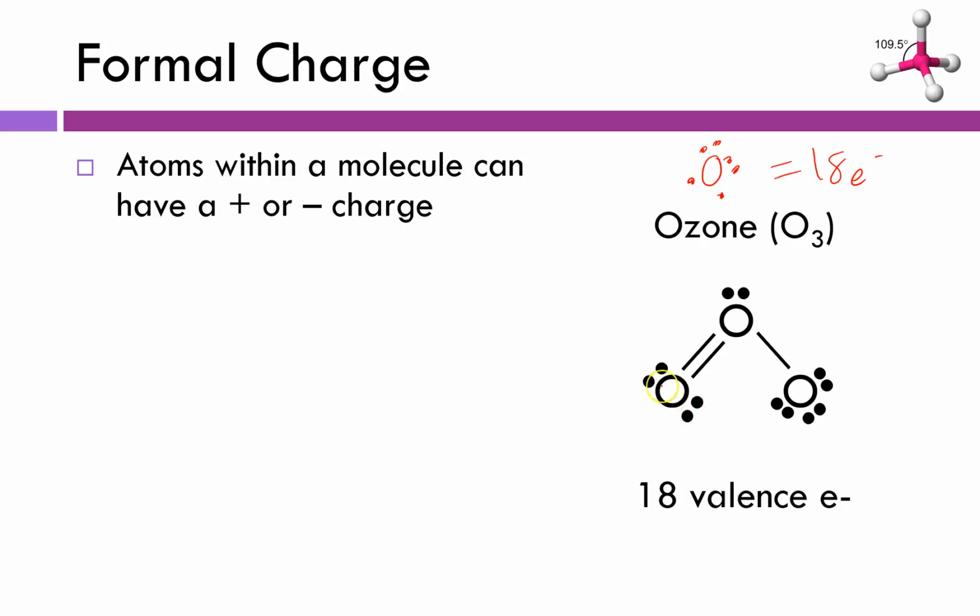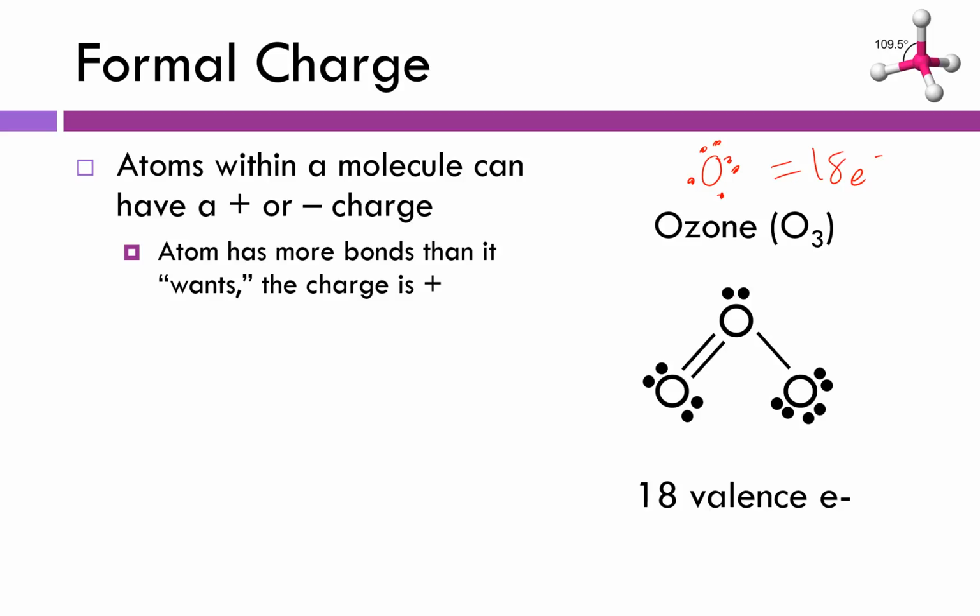So I've got 2, 4, 6, 8, 10, 12, 14, 16, 18 electrons present. They're all taken care of. If an atom has more bonds than it typically wants to have, we give it a positive charge. You can think about it as a pair of electrons that used to belong solely to that atom is now being shared between multiple atoms. So it's going to have fewer electrons around it, so it's therefore going to have a positive charge.